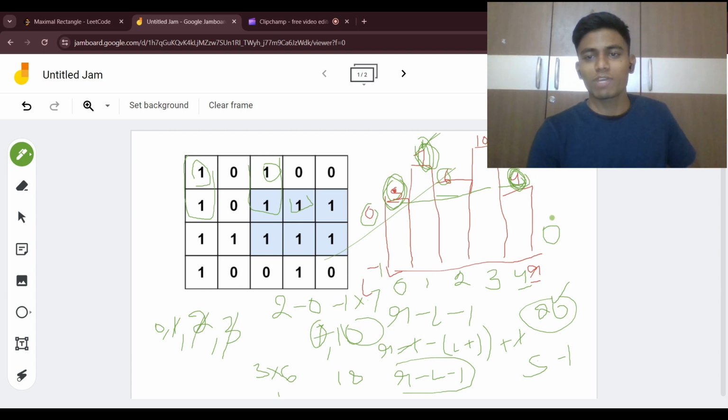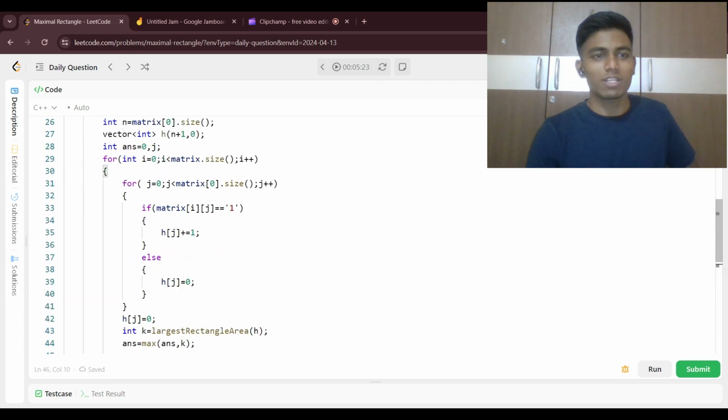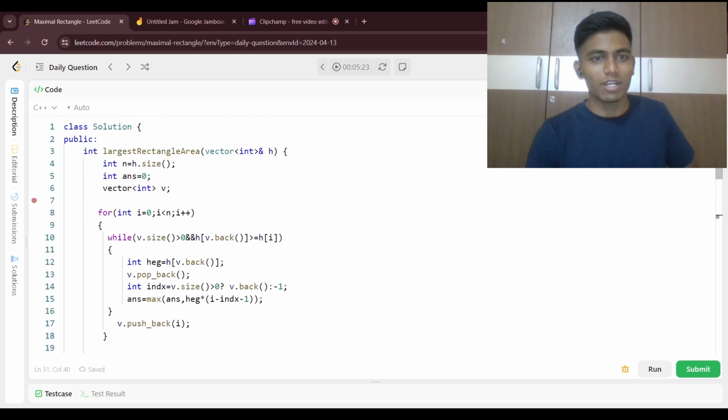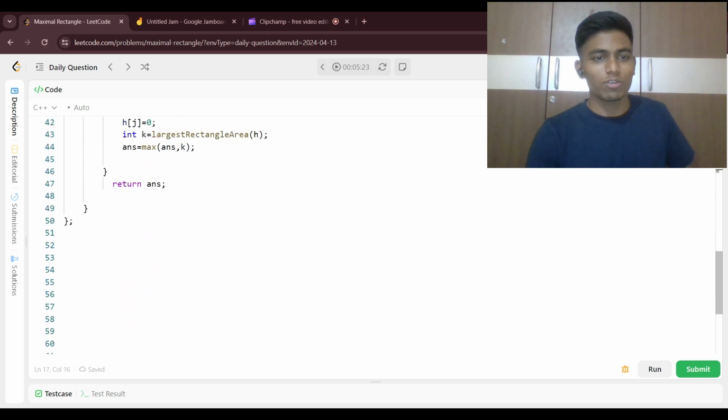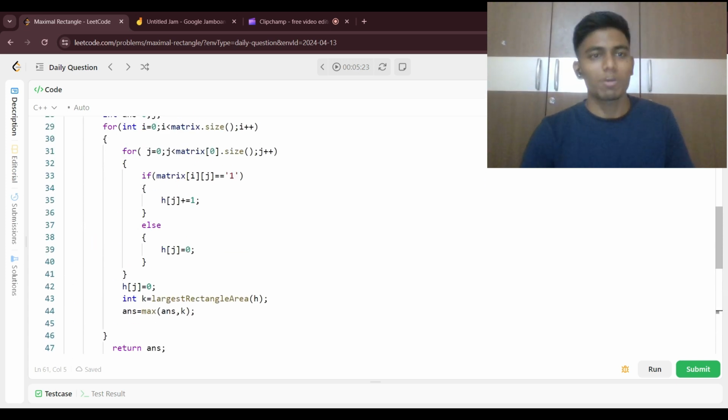So if we come to the time and space complexity, here we are going to consider m, and then here we are going to consider n, and then after considering n, here we are going to consider n as well. So the time complexity is going to be m cross n, and the space complexity is going to be big O of n. Why? Because we are only considering this particular vector, which will consist of all the columns present in this particular matrix.